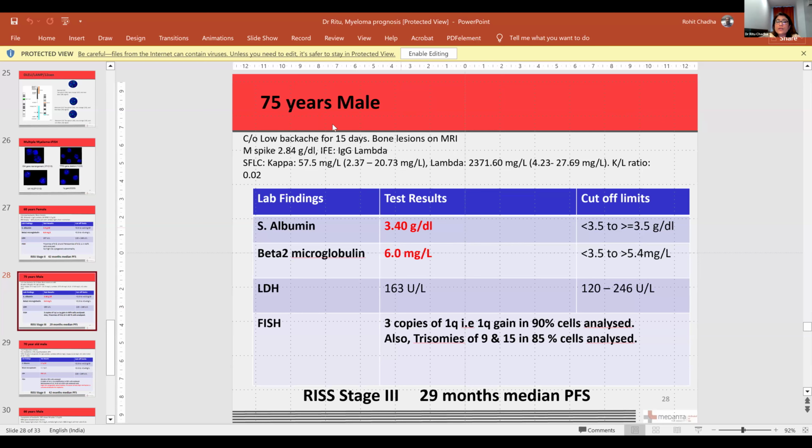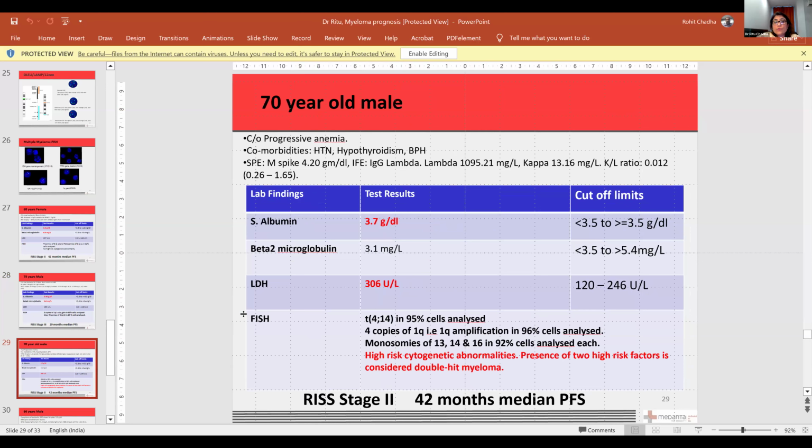Another patient, a 75-year-old male. The albumin was low. Beta 2 microglobulin was high. LDH was within normal limits, and there were 3 copies of 1q. So 1q gain is normally known as 3 copies or more. And this came out to be RISS stage 3. So 29 months median progression-free survival is predicted for this patient.